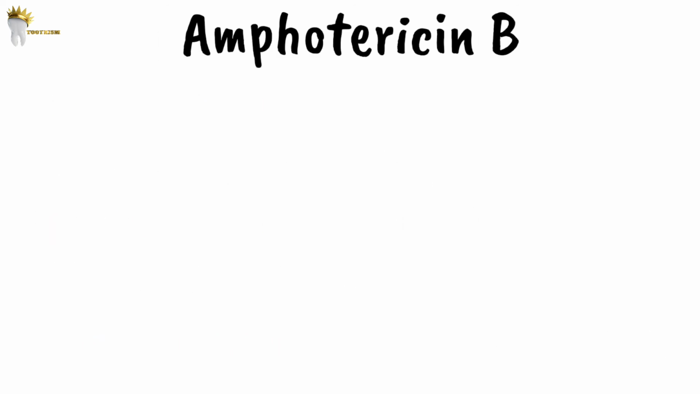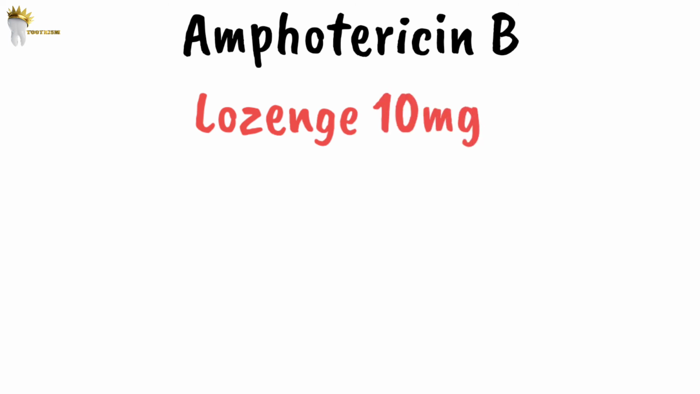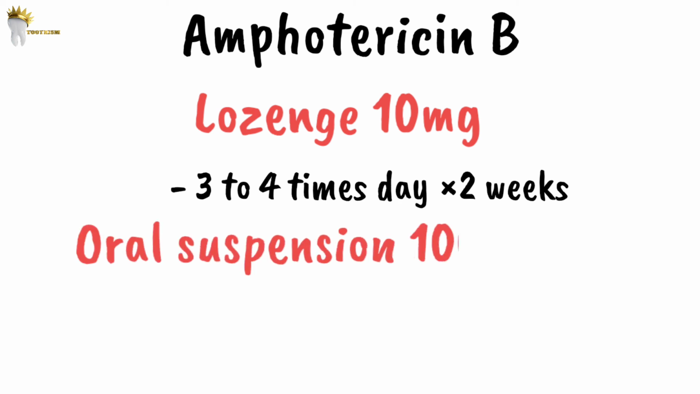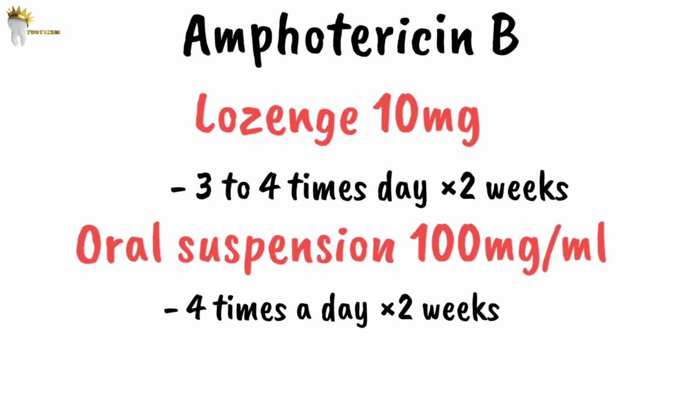Amphotericin B comes in a lozenge form which has 10 mg of the drug. This is to be slowly dissolved in the mouth 3 to 4 times a day after meals for a minimum of 2 weeks. It also comes as an oral suspension which has 100 mg per ml of the drug. It is placed in the mouth after meals and retained near the lesions 4 times a day for 2 weeks.